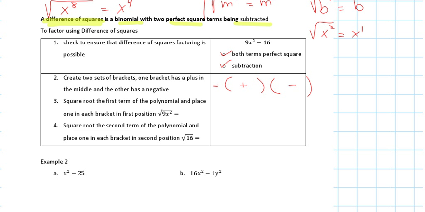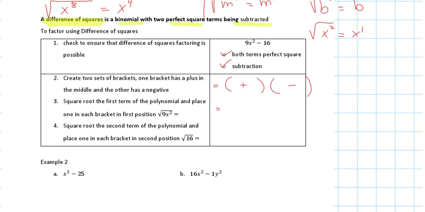Now, in the first position, you are going to take the square root of your first term. So you have your first term, you're going to square root that. What's the square root of 9x squared? What's the square root of 9? 3. What's the square root of x squared? x. So it's going to be 3x. So you're going to put 3x in the first position in each bracket.